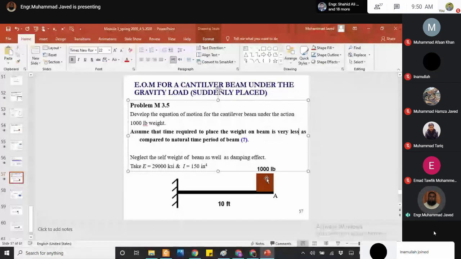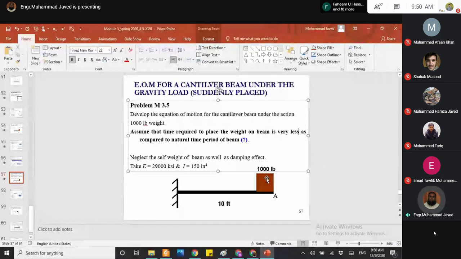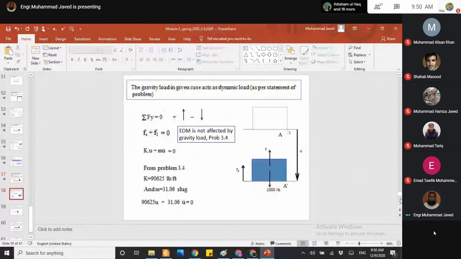तो लिहाजा गिवन प्रॉब्लम में भी यही है कि develop the equation of motion when this 1000 pound weight is placed on the beam in a very less amount of time as compared to natural time period. So again we will have to develop the equation of motion.